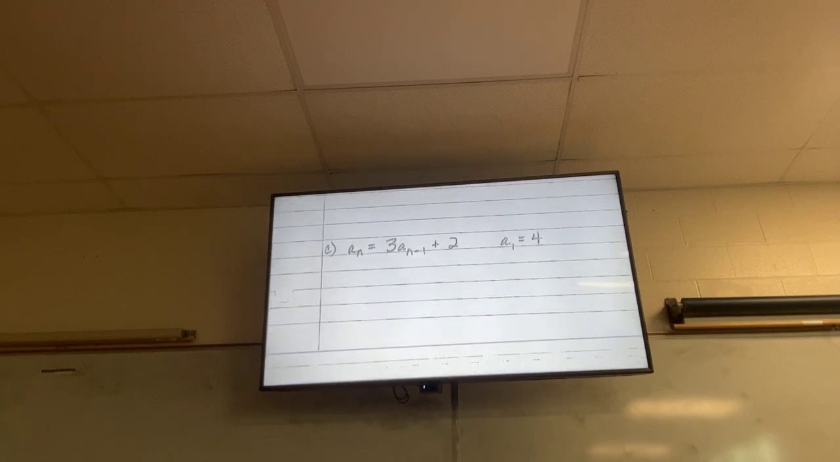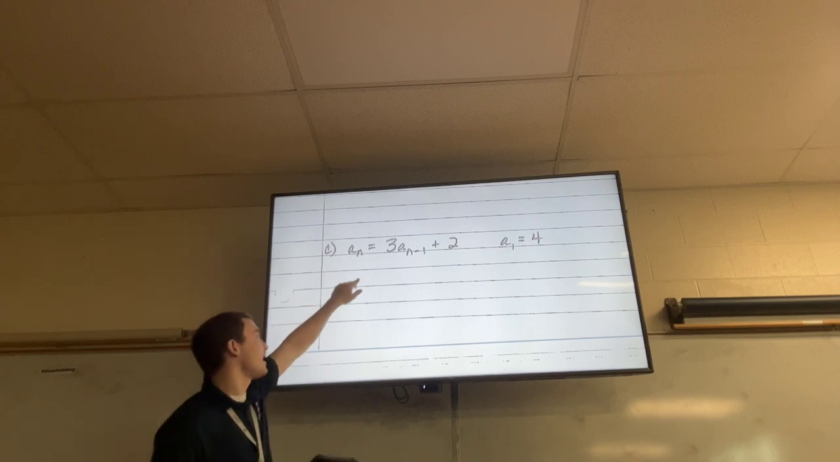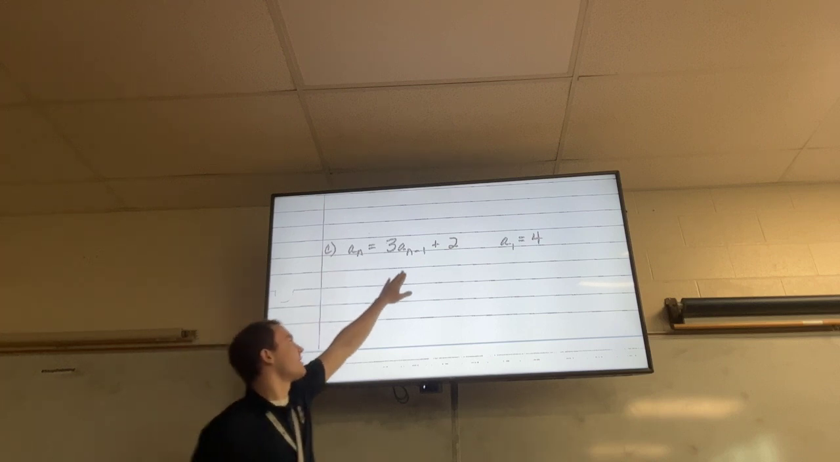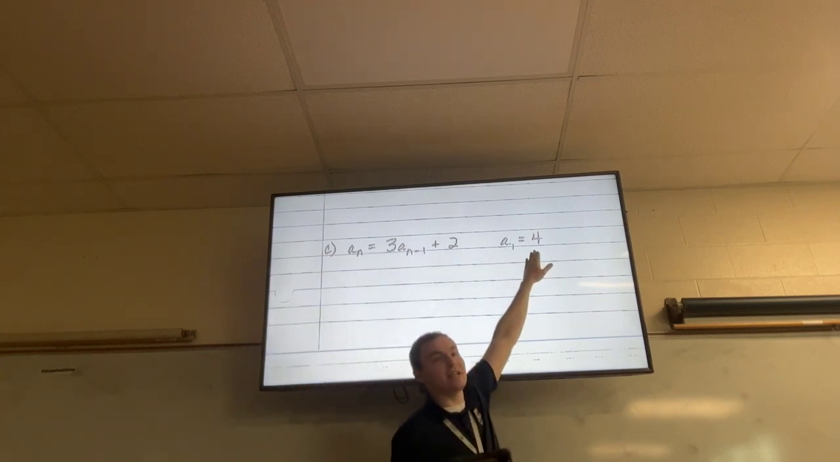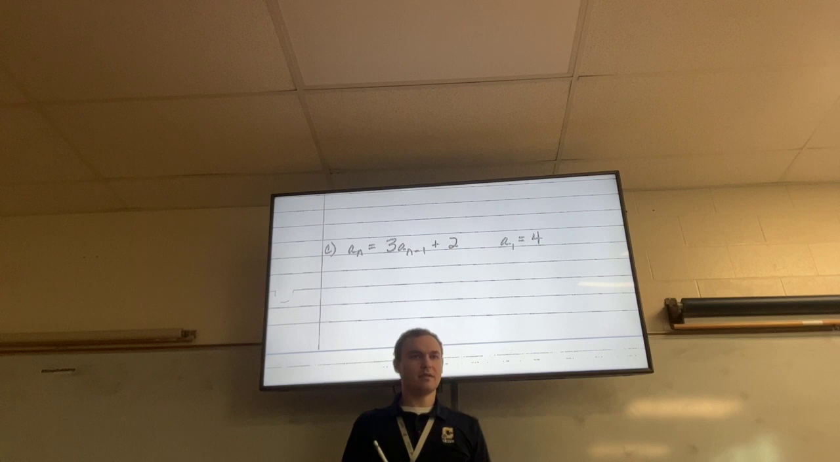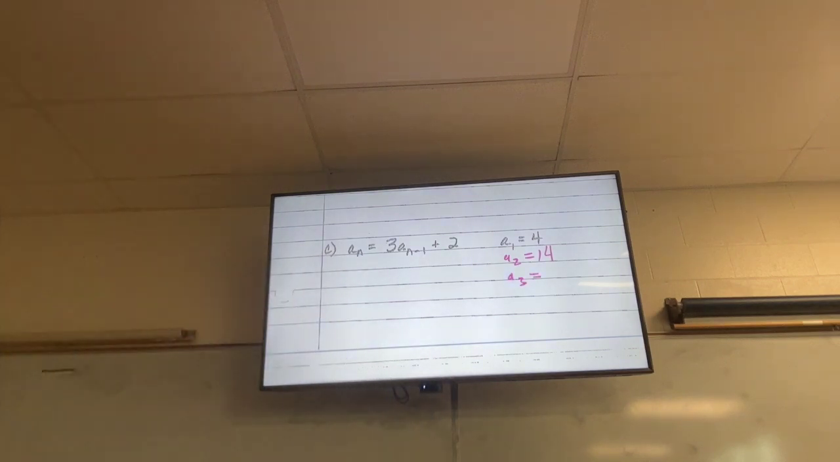This next one, okay? So the first term is 4. And what my rule says, what my formula says, is to get the next term, you take the previous term, you times it by 3 and add 2. So I'm going to take my 4 and times it by 3. What's 4 times 3? And then add 2 to that. What do I get? 14. Okay? So now to get the next term, I take my 14, times it by 3. What's that? Plus 2 gives me 44.